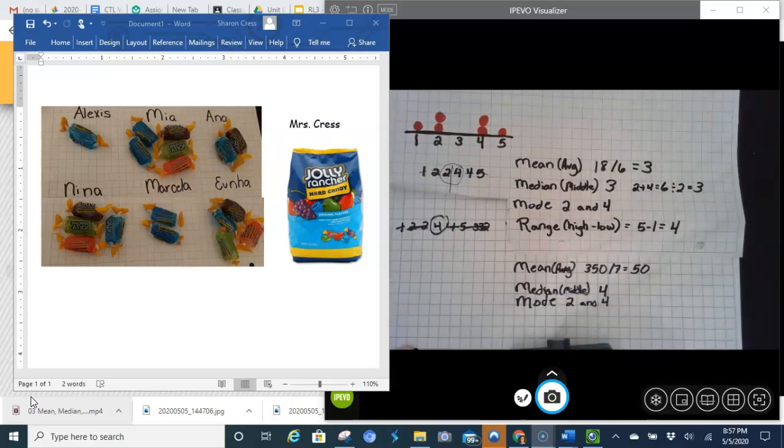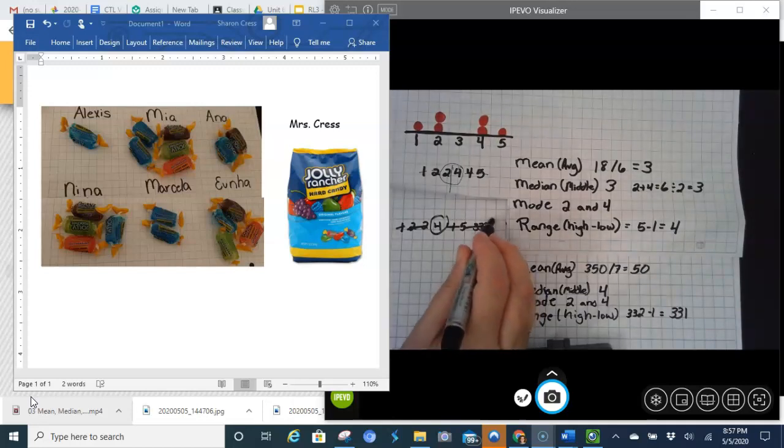Our range is our high minus our low. Well, our high certainly changed. Now we have 332 and our low is 1, so our range is 331.